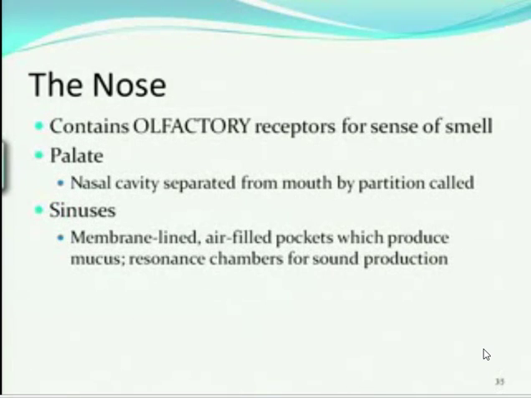Now, the nose contains the olfactory receptors, that is our sense of smell. So the sensors for that, the receptors. The palate is that hard plate, that partition. Sinuses are air pockets in the skull. In this chapter, talking about the skull. Helps us with the sound production.